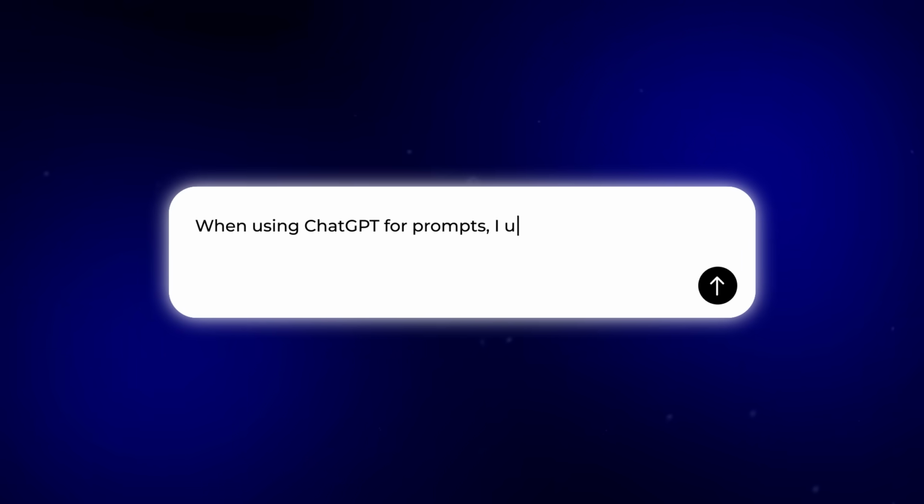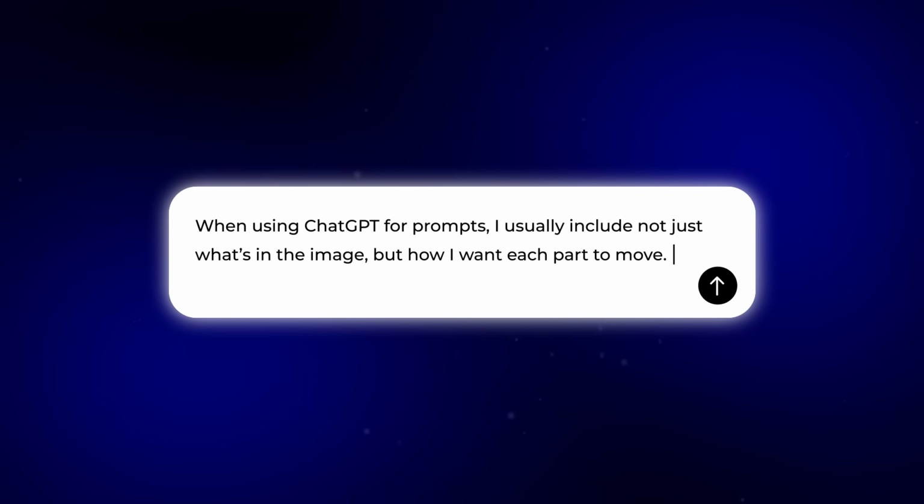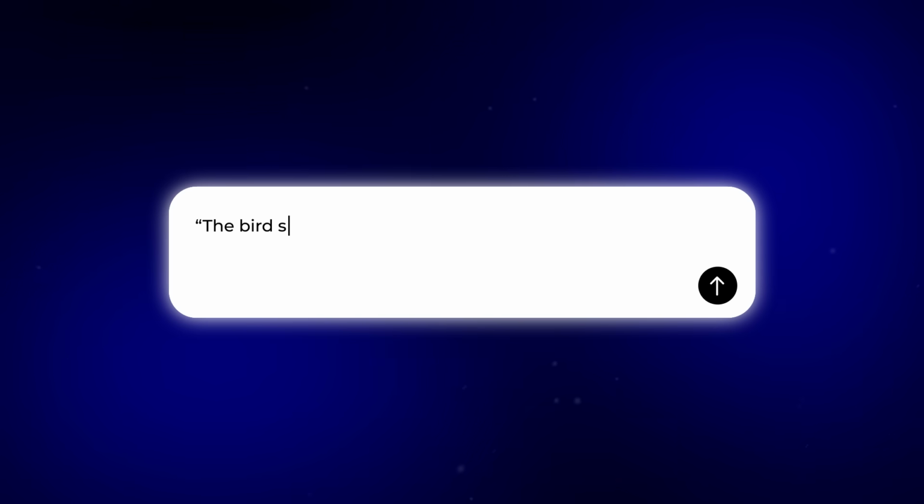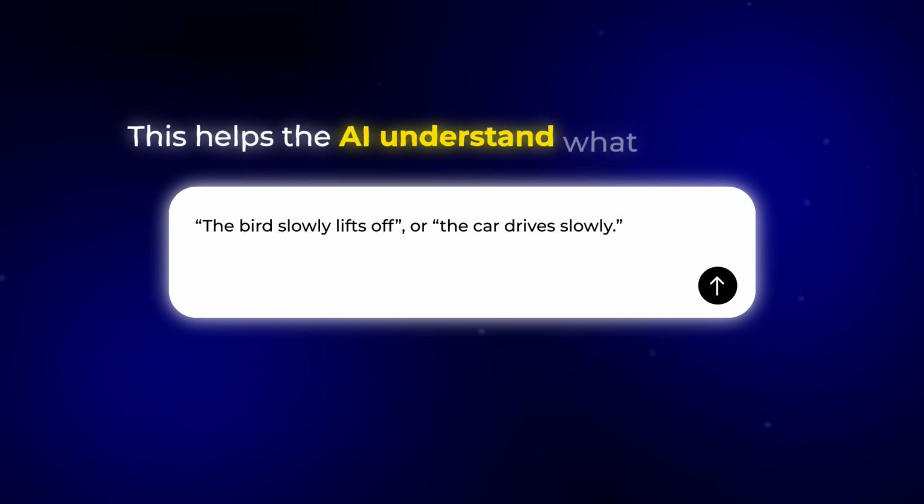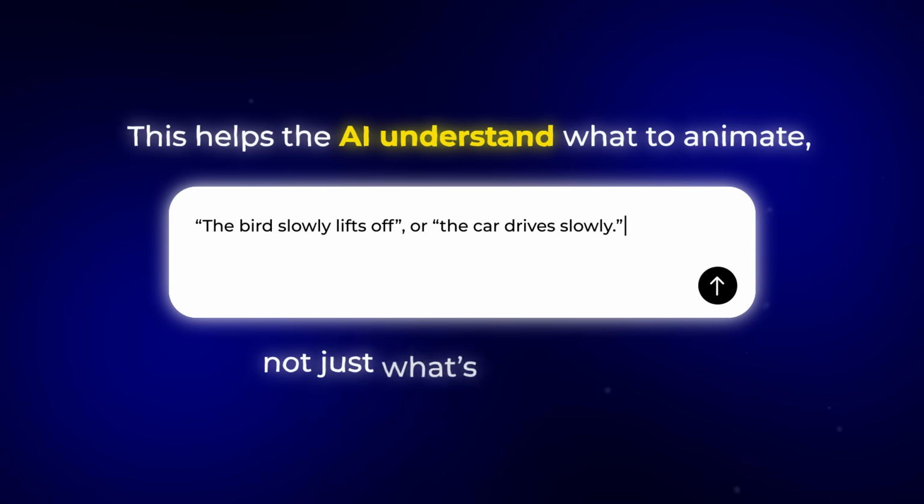Next, you'll want to add your prompt. The way I get good results here is by using ChatGPT. When using ChatGPT for prompts, I usually include not just what's in the image, but how I want each part to move. For example, I'll say things like the bird slowly lifts off, or the car drives slowly. This helps the AI understand what to animate, not just what's in the scene.